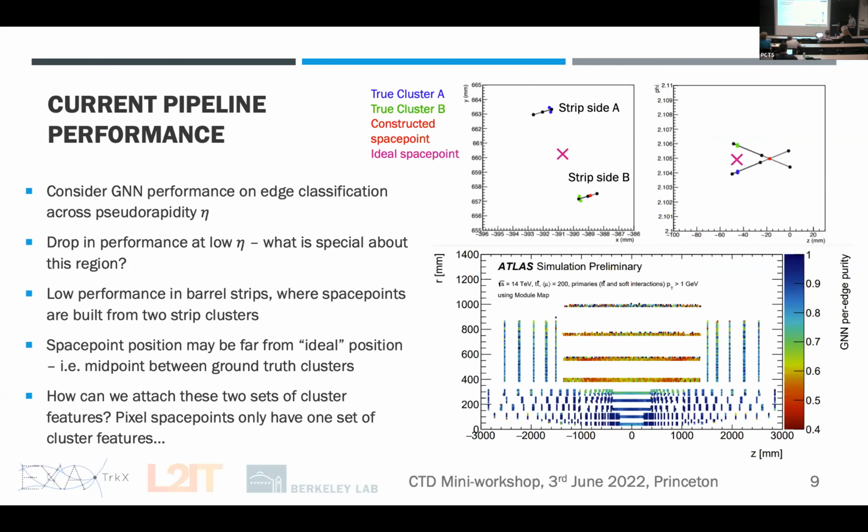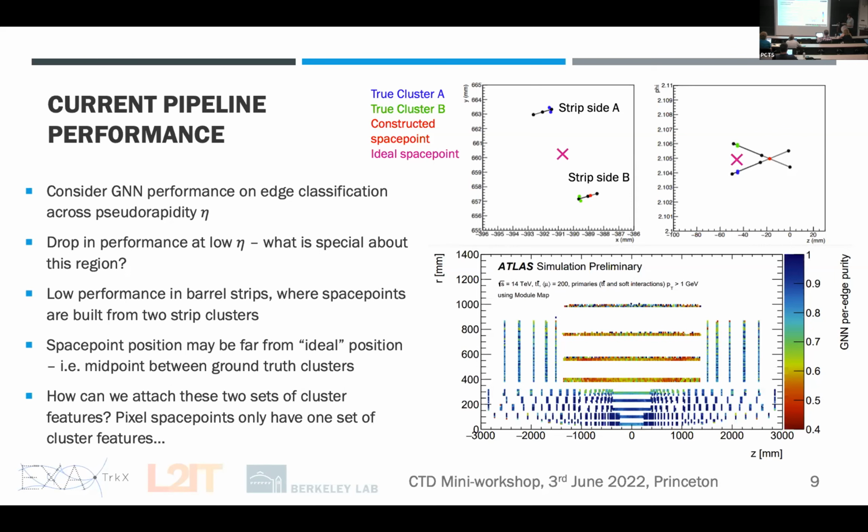What's special about the barrel strip region is that in this region, space points are constructed from a pair of clusters, rather than in the pixel, where they're constructed from a single cluster. So that means there's something conceptually different about the space points in pixels and in strips. Here's an example at the top of an actual space point being reconstructed in red. You can see that space point is quite far from where we would expect it to be. That's no one's fault. That's just how the hardware is built, and that's the information that we're given. But it begs the question, is there a way to include the underlying information about the clusters in the space point node itself?